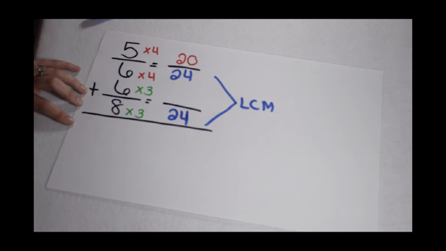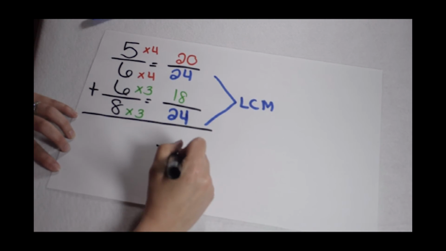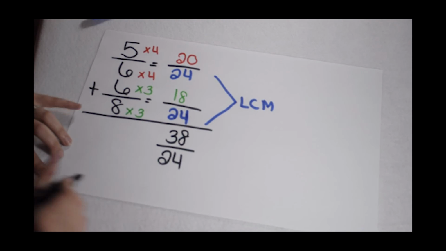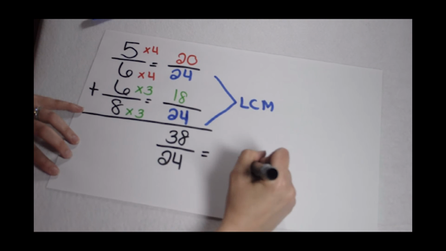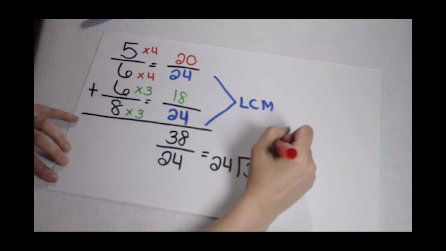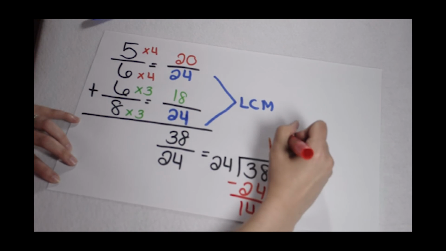6 times 3 is going to give me 18. When I add them together, 20 plus 18 is going to give me 38. But since that's an improper fraction, we're going to have to divide 38 by 24. 24 is going to go into 38 once. That leaves me with 14.